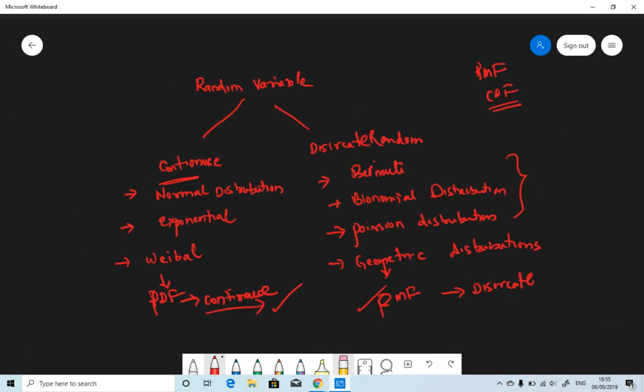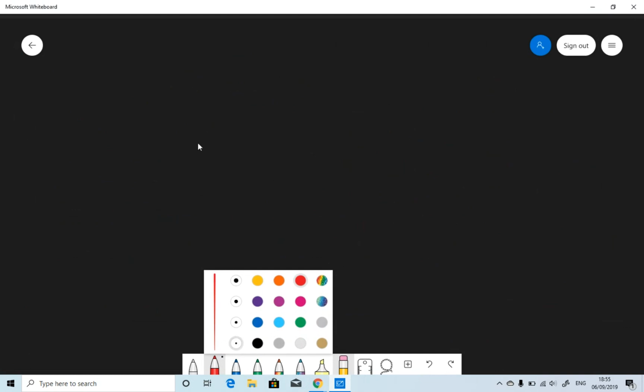Now let us go through some of the important things. There are a few definitions. The first one is the expected value of a random variable. Write this down. I will take an example. Okay, let me talk about this one, right?